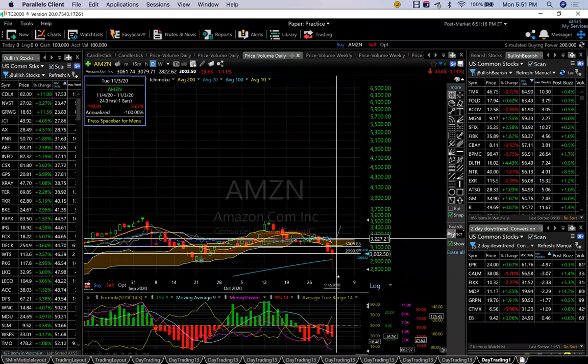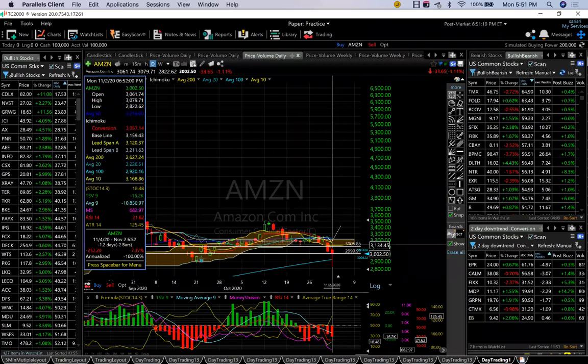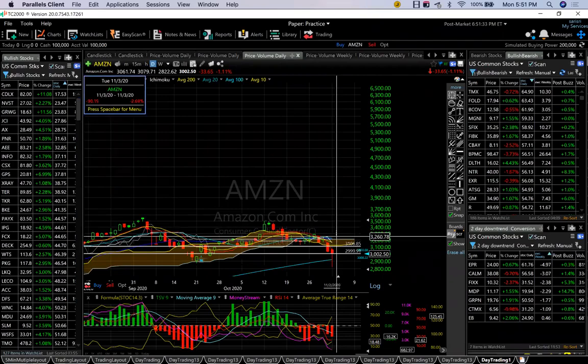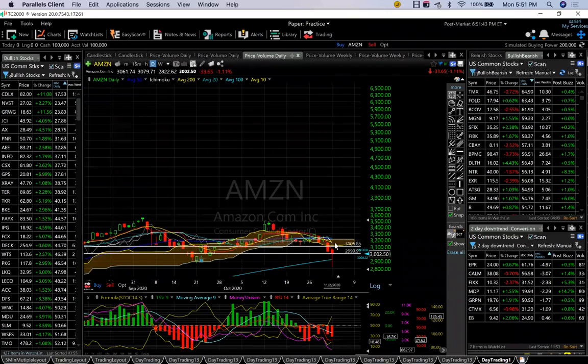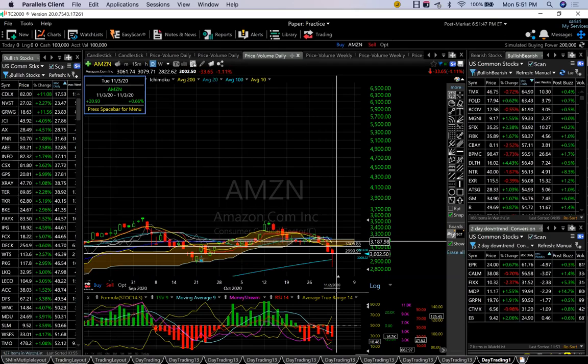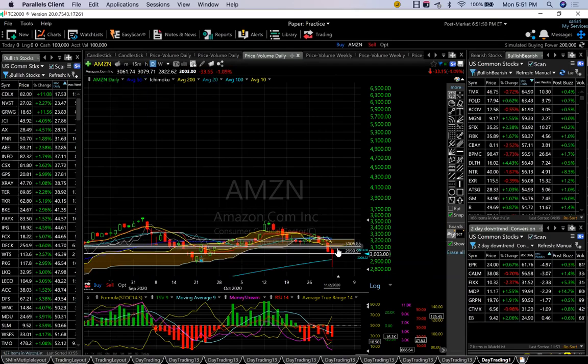The bottom of the cloud is at 3,120 and the top of the cloud is at 3,211. So max what I'm expecting, and the baseline is at 3,247 and the conversion is at 3,155. At the time I don't expect these things to cross all of them, but you might expect a move to the conversion line, which is 3,155.